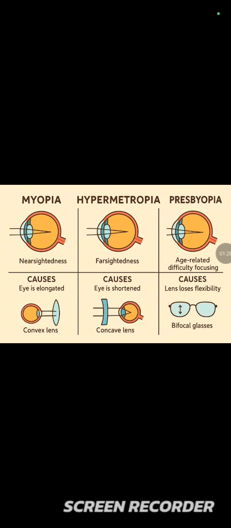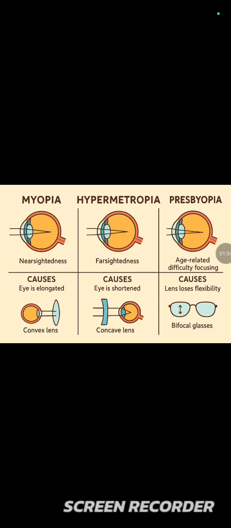myopia. And if you look at the root causes, the eyeball is elongated, so the eyeball is either too long or the cornea is too curved. So these are some of the reasons why myopia can occur, and this has to be corrected by using a concave lens. Okay, second one is hypermetropia.